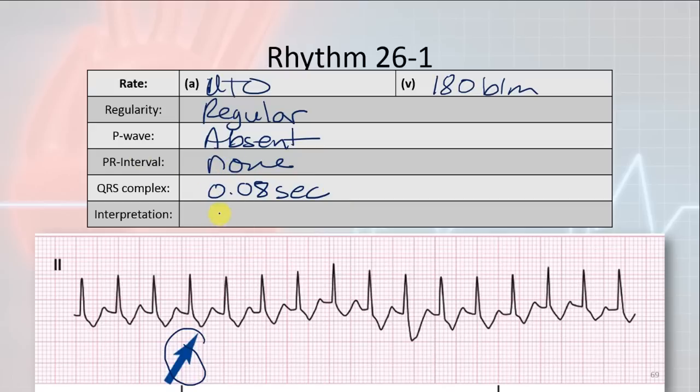What is my underlying rhythm? Well, you could be safe and call it a narrow complex tachycardia, and you could treat this with adenosine. If the patient was stable, you could treat this with adenosine and vagal maneuvers.